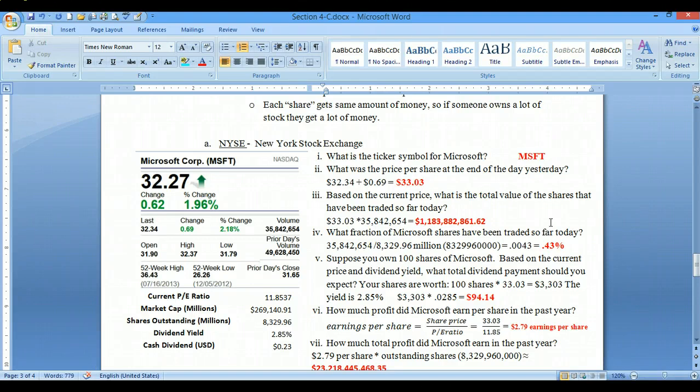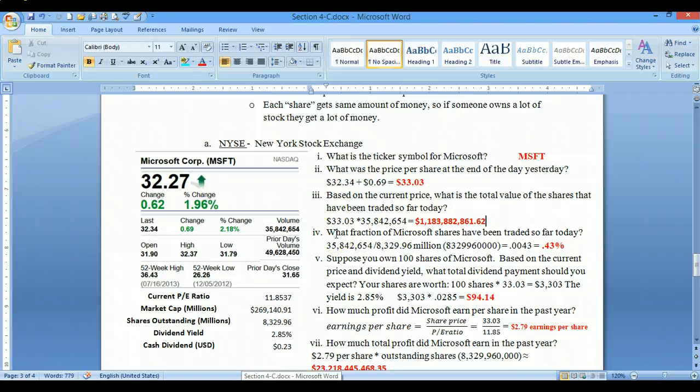Based on the current price, what is the total value of shares that have been traded so far? So the current price we just found is $33.03, and we have the volume of trades, 35,842,654. So I just need to multiply those together, and that will tell me the total value of what's been traded. Multiplying those gives me 1,883,882,861.62 is the total value of the shares that have been traded.